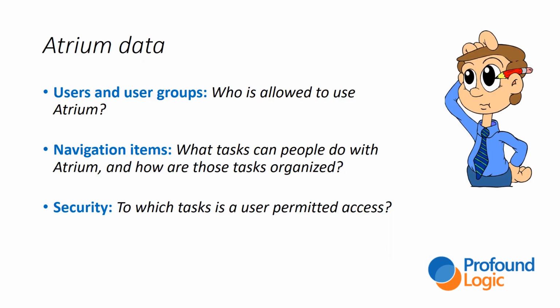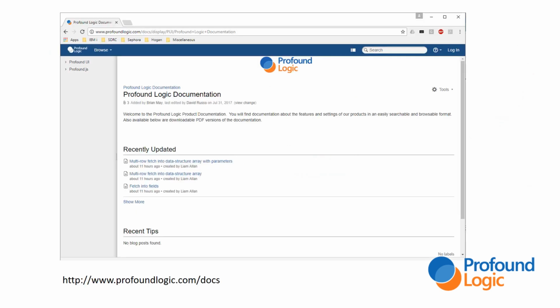Atrium lets you define users and user groups. These are the people who use your system. It lets you define navigation items. These may be submenus or menu options that run applications. And Atrium lets you control access to navigation items by user and user group. You can learn more about Atrium by studying the documentation pages at profoundlogic.com/docs.